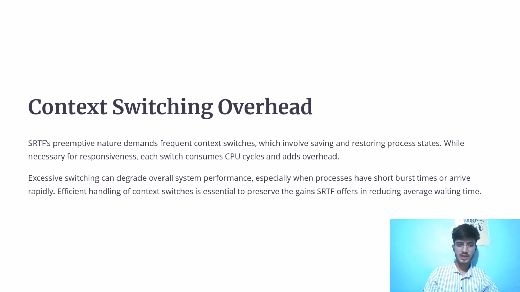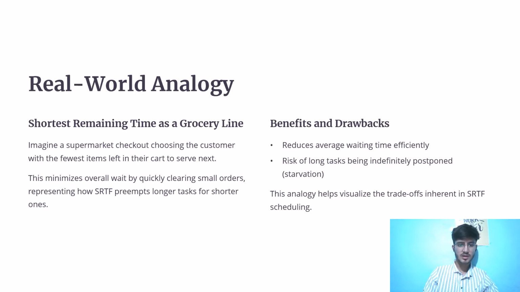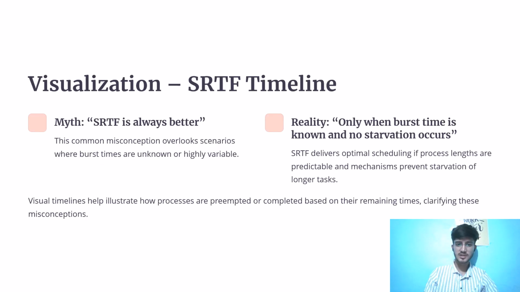Then a real-world analogy for context switching overhead. Imagine a supermarket checkout choosing the customer with the fewest items in the cart to serve next. This minimizes overall waiting by quickly clearing small orders, representing how SRTF favors shorter tasks over longer ones. So basically, here we are seeing a real-time example.